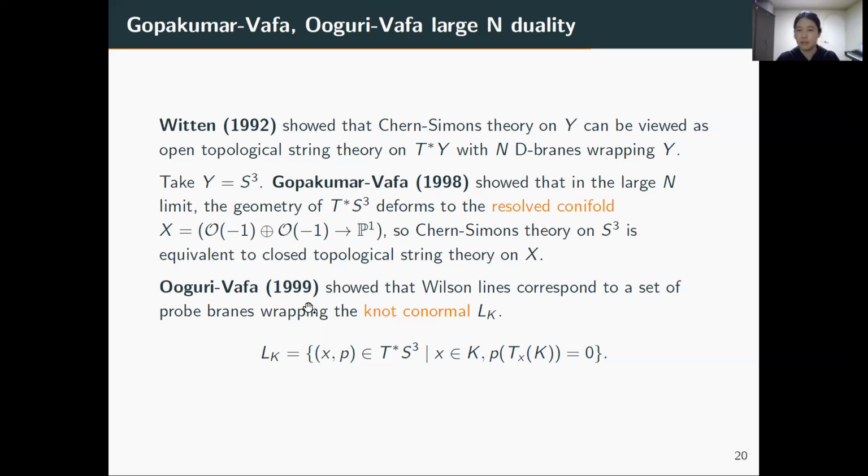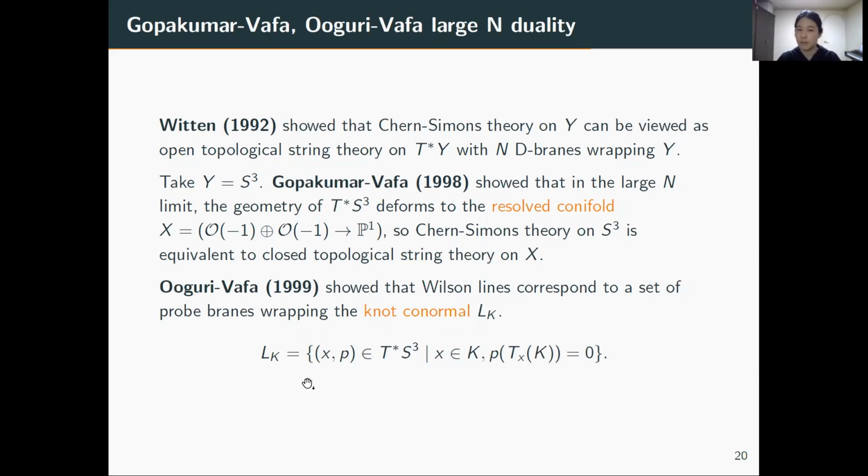Ooguri and Vafa also showed how to incorporate Wilson lines in this context. In order to incorporate Wilson lines, we can put some number of probe branes wrapping a Lagrangian submanifold known as the knot conormal. Inside T*S3, the knot conormal is the set of points (x, p), where x is a point on the knot, and p is a cotangent vector at that point x, which is orthogonal to the tangent vectors along the knot K.